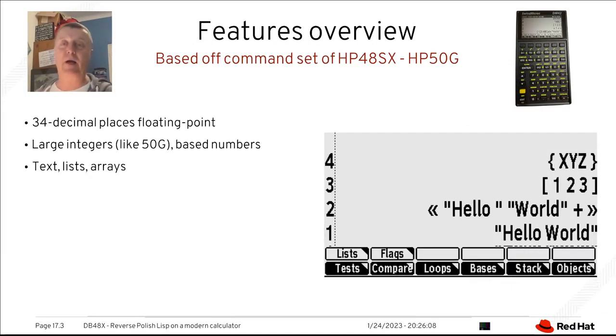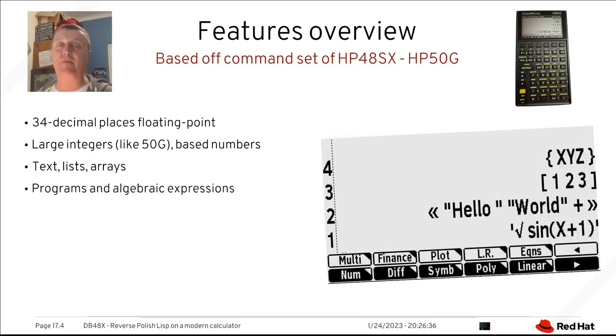So, as I said, RPL has a number of data types that includes text, list, and arrays. The lists are between braces, the arrays are between square brackets, and the text is between quotes. You see a program there on level 2 that takes the hello string, the world string, then does a plus, and when you evaluate that program, you get hello world.